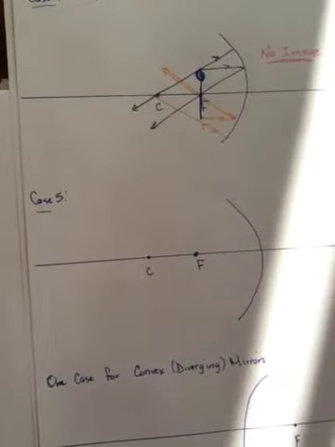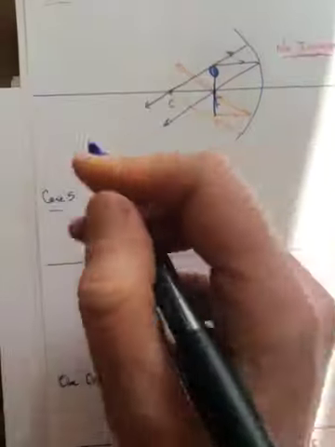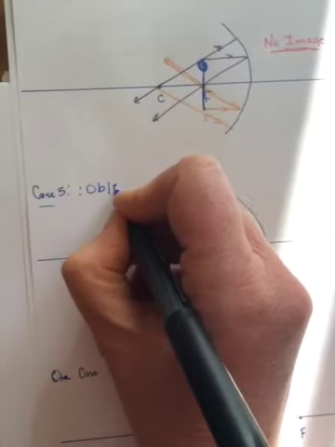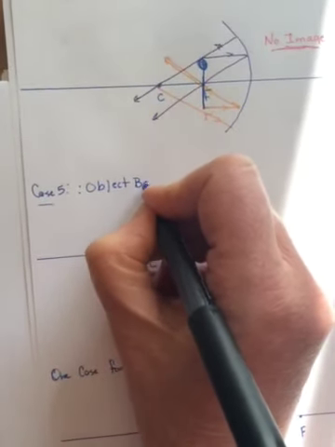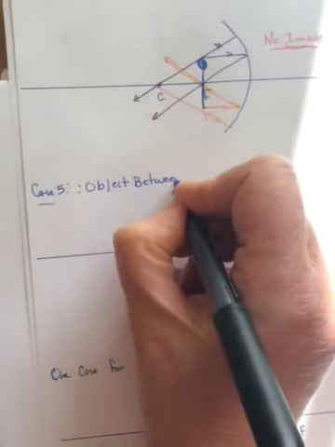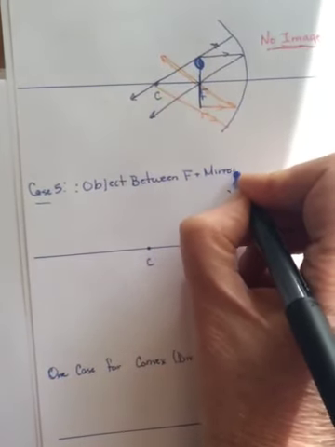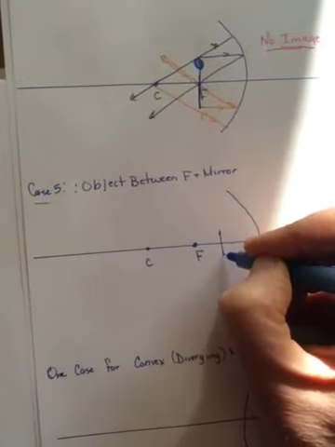Last case, case number 5. We're going to put our object between F and the mirror. Between F and mirror. Okay, so my object is in here.